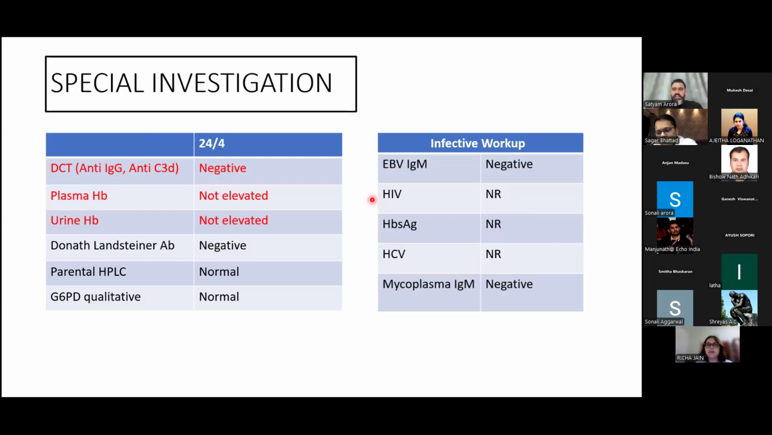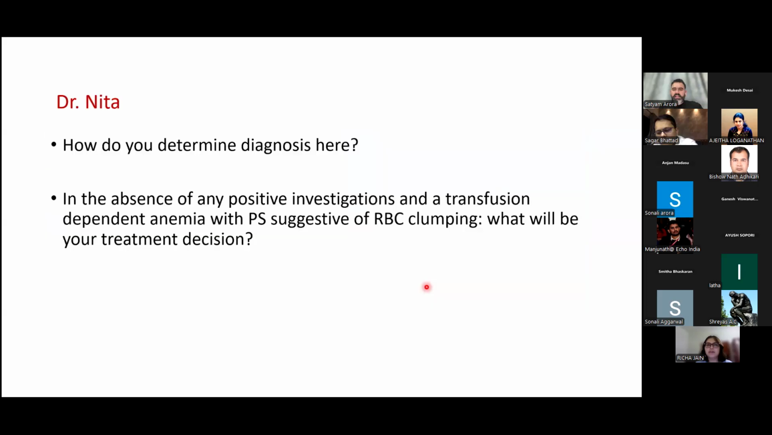Right, thank you. So Donath-Landsteiner antibody testing is a bit of a tedious process as I understand it, and it takes quite a bit of time and effort. However, it was done in this child. DCT was negative, plasma Hb and urine Hb were normal, Donath-Landsteiner antibody was negative, and parental HPLC and G6PD activities were normal, and viral assessment, infectious markers were all negative.